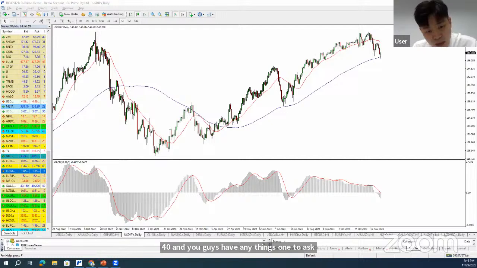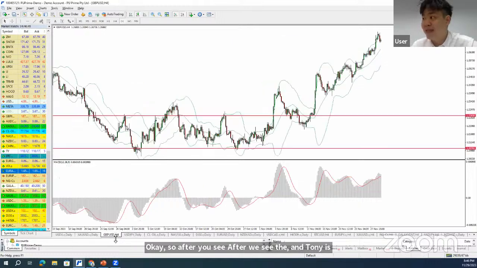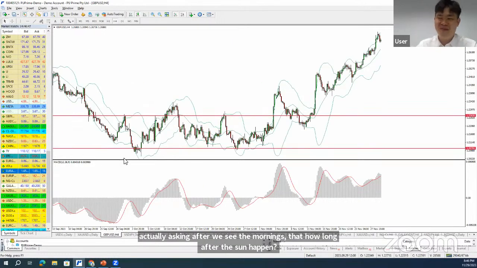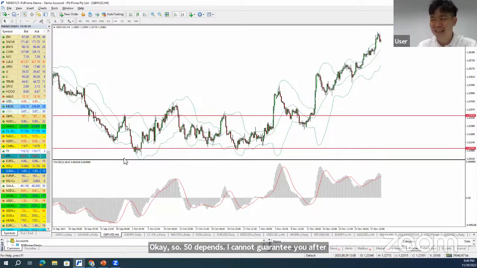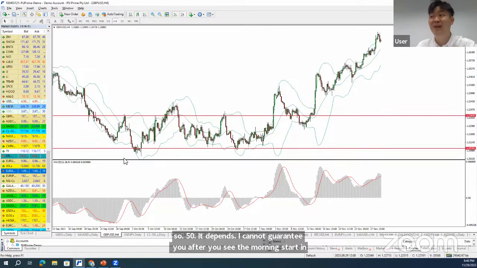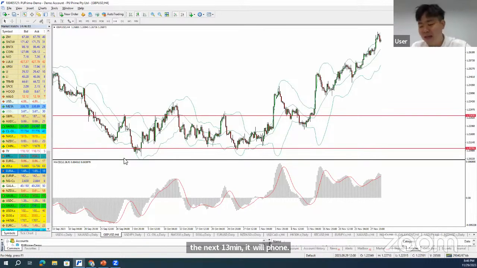Okay, Anthony is actually asking, after we see the Morningstar, how long after does the ascent happen? Okay, so it depends. I cannot guarantee that after you see the Morningstar, within the next 30 minutes it will go up already. You cannot say like that because we need to make sure all the market participants notice the Morningstar, then they enter on it. But to have better confirmation of any trend reversal, right?